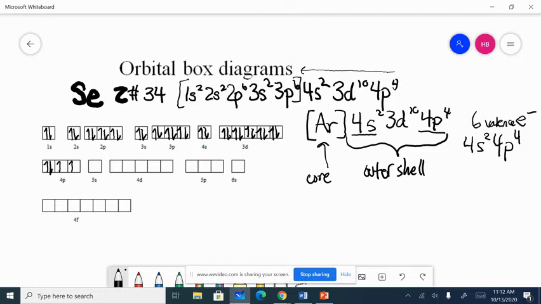So the orbital box diagram is good at helping us represent the fact that there are 2 unpaired electrons in selenium, and 2 of the orbitals are only half full. If you did not use box diagrams, the 4p4 might suggest to you that there were 2 pairs of electrons in that last sublevel. But there are not 2 pairs. There's 1 pair and 2 single electrons. This is going to become important later when it comes to bonding.